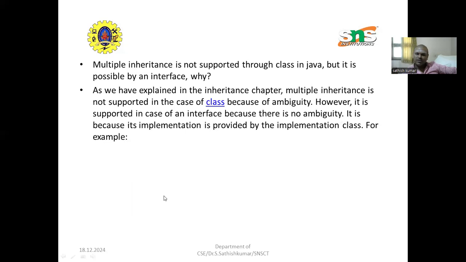Multiple inheritance is not supported through a class in Java, but it is possible through an interface. Why? Multiple inheritance is not supported in a class because of ambiguity. However, it is supported in the case of an interface because there is no ambiguity. Its implementation is provided by the implementing class.